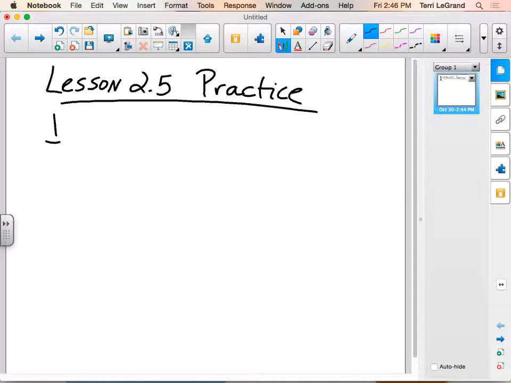So number 1, write down the following inequality, and we will solve this and graph our solution.